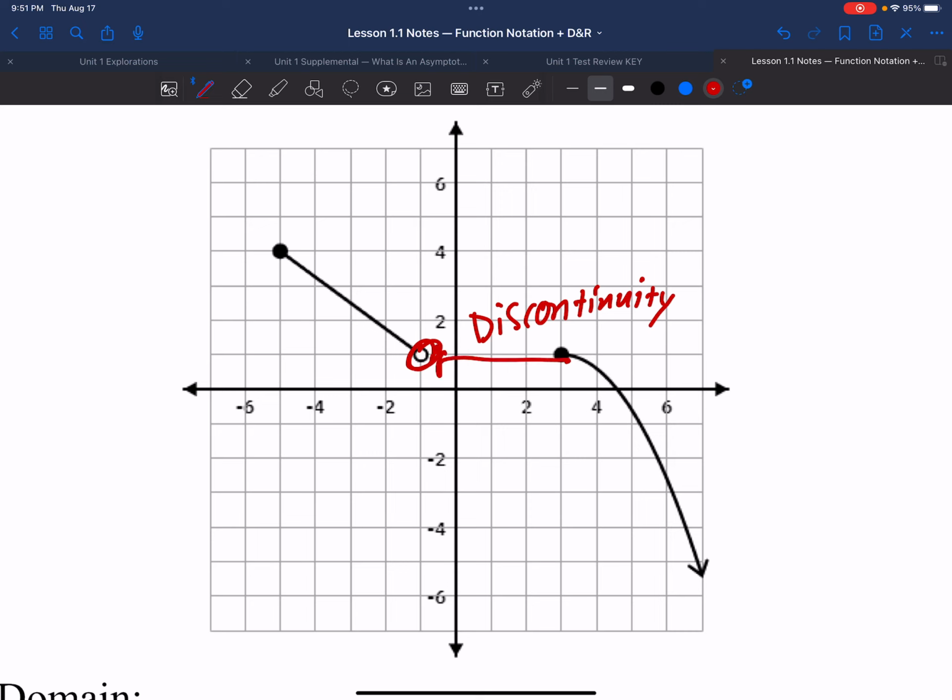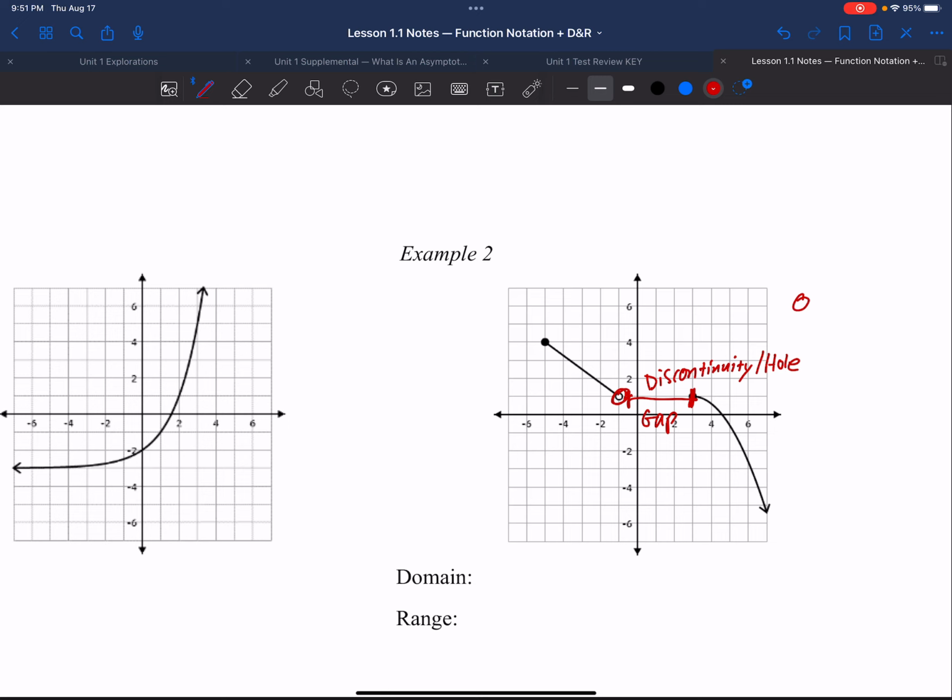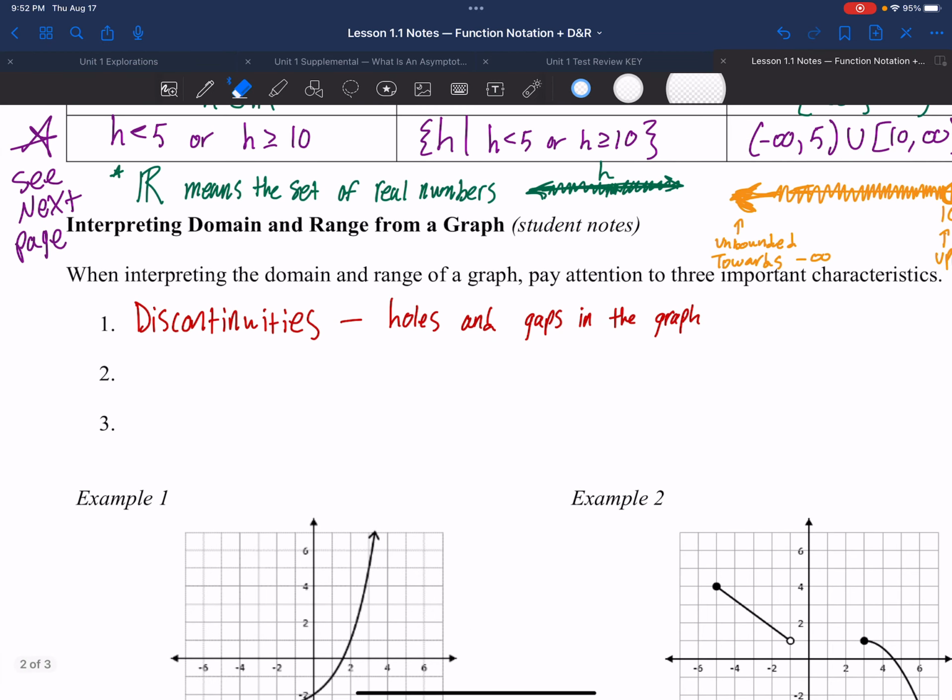And this empty space is a gap. And also, another word for discontinuity is hole. So that open circle that we were seeing, you're going to see open circles on graphs. They mean the same thing. It means don't touch. It means you get close to but don't touch. That's a discontinuity or hole. Okay? The sooner you know that vocabulary, the better. We're going to talk about holes a lot in the second semester.